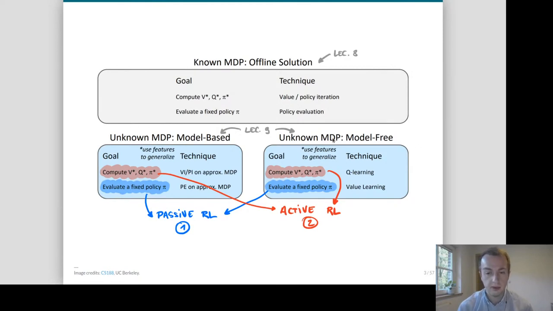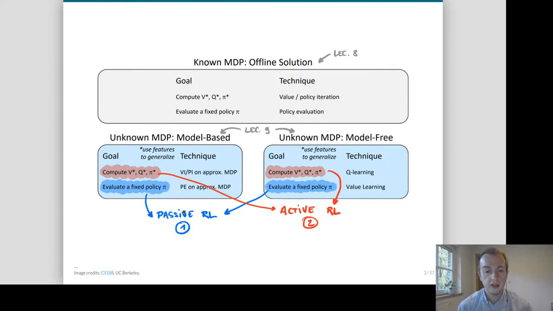But we'll not directly present this solution. We'll build it up in two steps. First, and this is what I call passive reinforcement learning, will be about the problem of evaluating a fixed policy under an unknown MDP. And we'll see how to do that either in a model-based or in a model-free fashion.